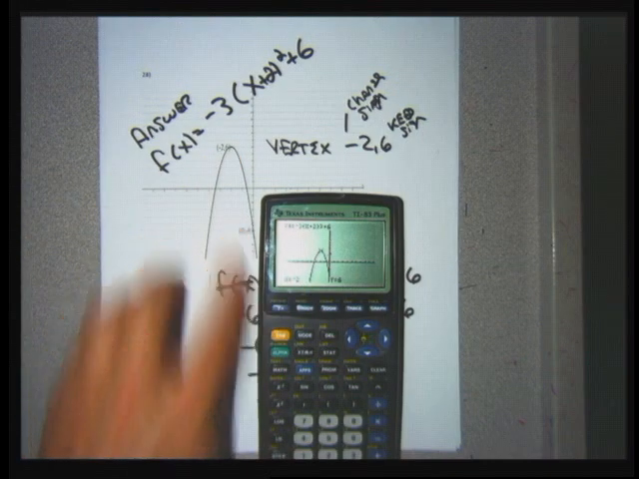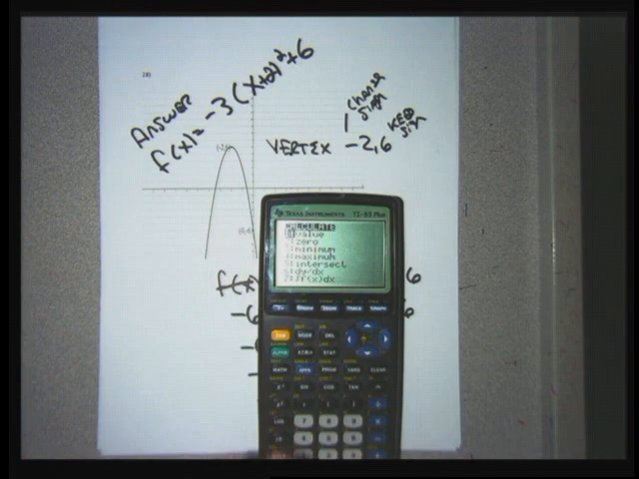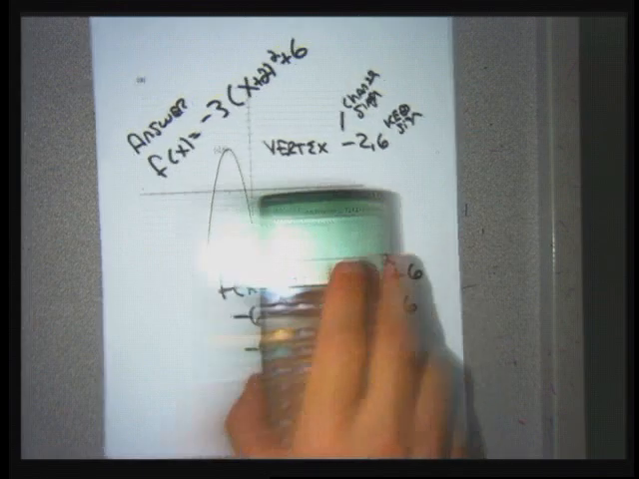Now check the extra point. Second calc value, the extra point had an x-coordinate of 0. If when I hit enter it says negative 6, my a is right. If not, I have the wrong a. And it says negative 6, so I did perfect. So that answer is perfect.